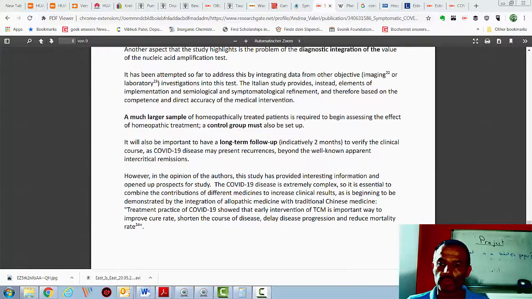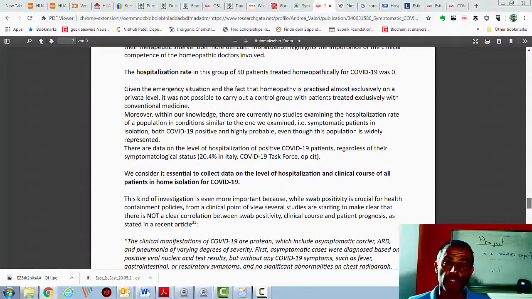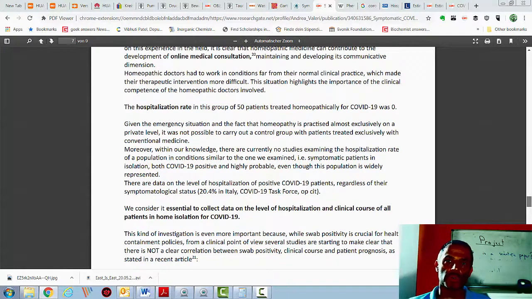To their credit, the authors are very honest in this bottom section in that they don't actually make any claims that homeopathy has treated these people properly. They also admit that there is no control group to show what would have happened if they weren't treated with homeopathy, which is obviously a major problem with this study. And they also talk about how the test didn't work very well for them because of the way that it was rolled out.